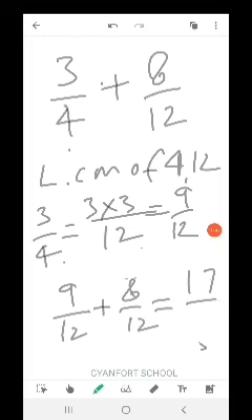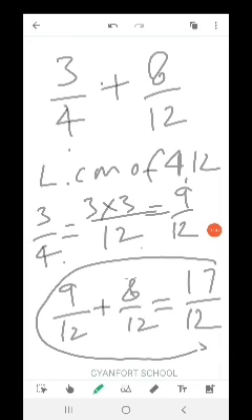So very easy to do, right? I hope you got it. So if you have unlike fractions, first you need to convert them into like fractions, then you are supposed to do the operation. The same way you can do subtraction.